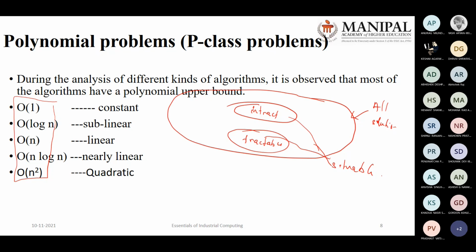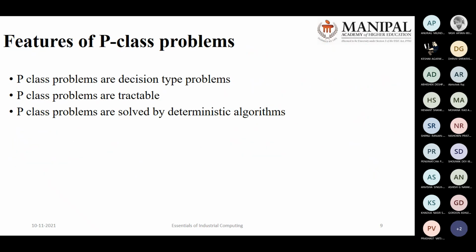So when you get the worst time complexity of 1, log n, n square, etc., these are considered to be polynomial problems or P-class problems. Generally, how you get these worst case complexities is based on the problem statement. For quadratic type of problems, you get O of n square. For nearly linear, it's O of n log n, linear O of n, O of log n, etc., for different kinds of algorithms.